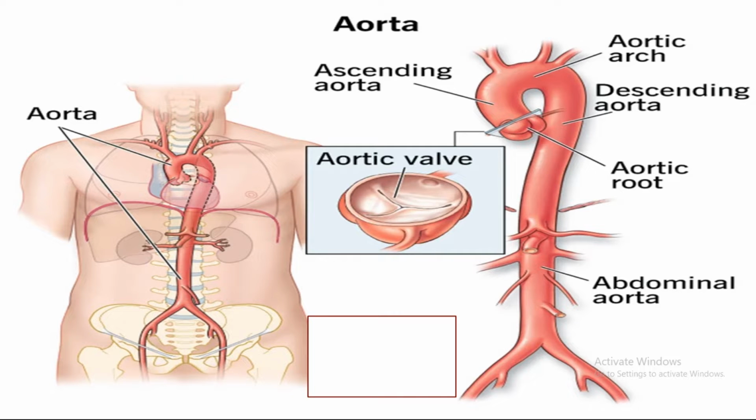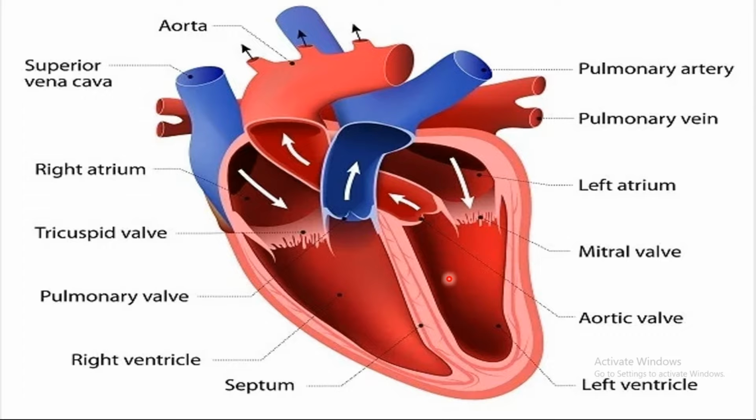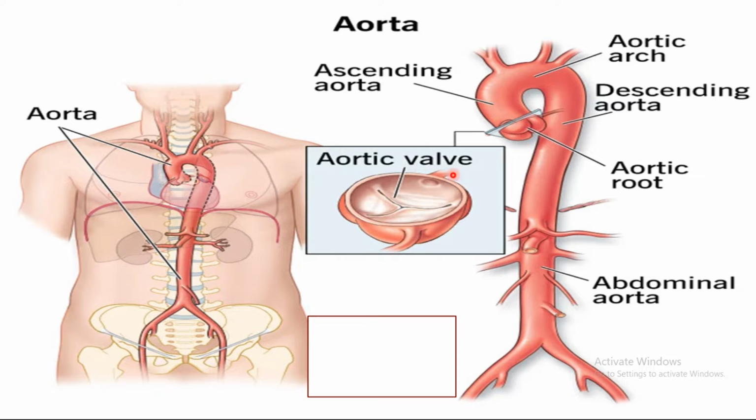Aorta can be seen as the first segment of systemic arterial circulation. It originates directly from the left ventricle of the heart. This is the left ventricle, and here you can see the origination of the aorta. It begins with the aortic orifice. This is the aortic orifice, this round thing.